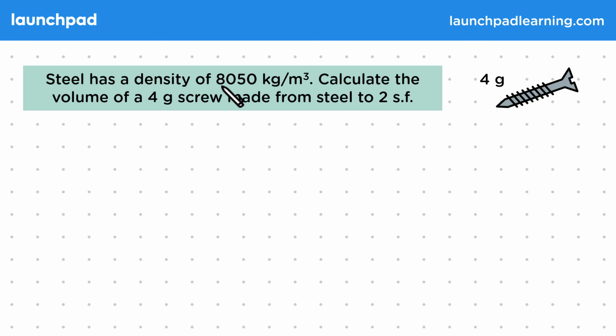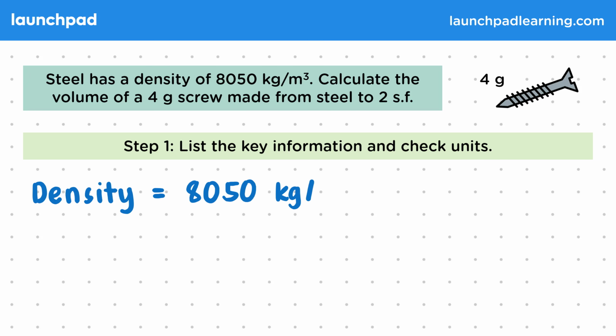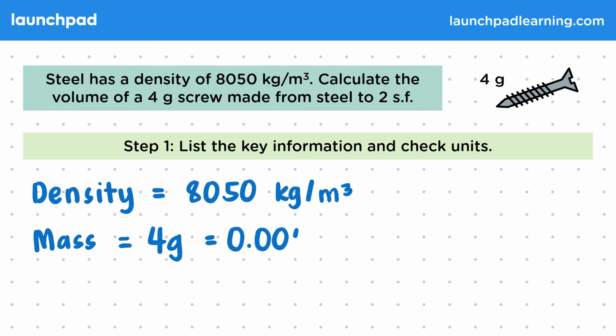Steel has a density of 8,050 kilograms per meter cubed. Calculate the volume of a 4-gram screw made from steel to two significant figures. So for step 1, let's list the key information and check the units. The density is given to be 8,050 kilograms per meter cubed. The mass is given as 4 grams. So 4 grams becomes 0.004 kilograms. And we want to calculate the volume.